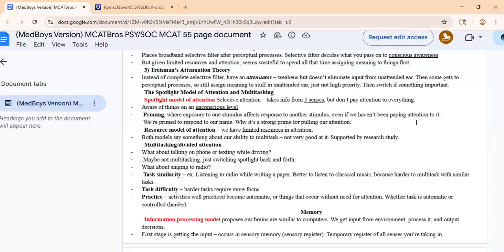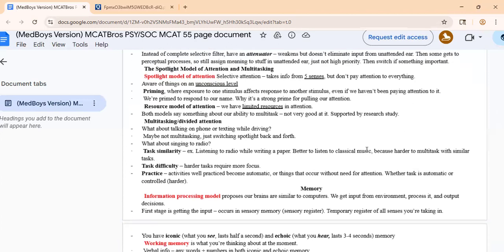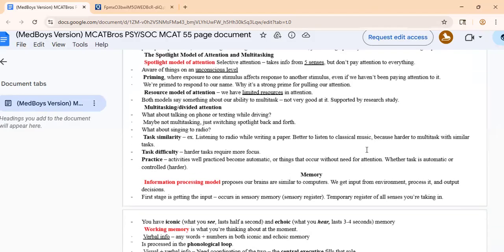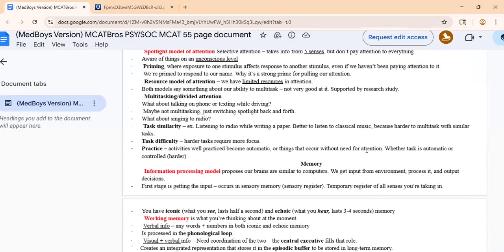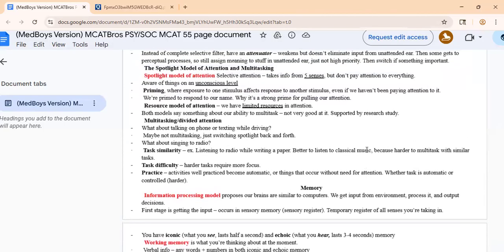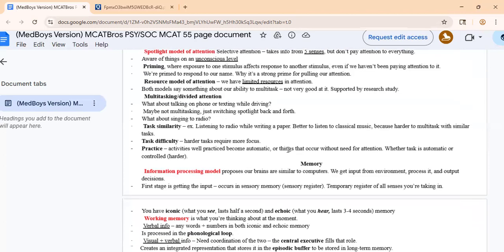The resource model of attention is that we have limits of resource and attention. Multitasking is just doing different things all at once. When it comes to multitasking, task similarity is really good. If the tasks are similar, it's easier to multitask. For example, you listen to music while writing a paper. If it's classical music, it'll be great because you can multitask better since they're similar tasks: it's quiet, it's calming. Some people could listen to Cardi B and still write a really good paper.